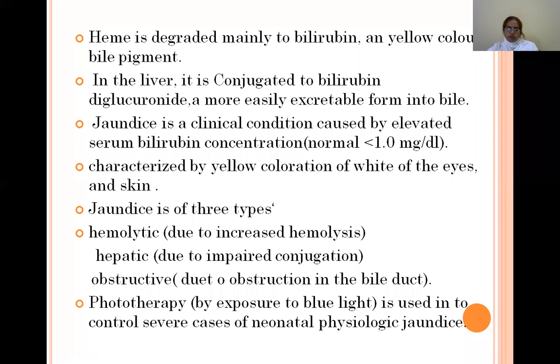Phototherapy is used to control the severe cases of neonatal physiologic jaundice.